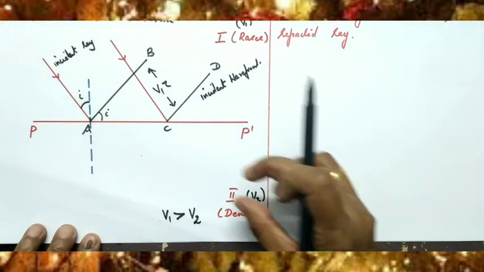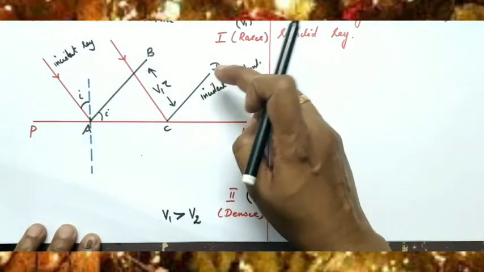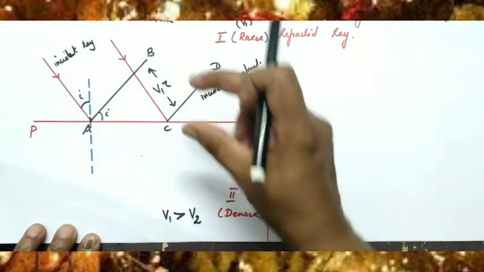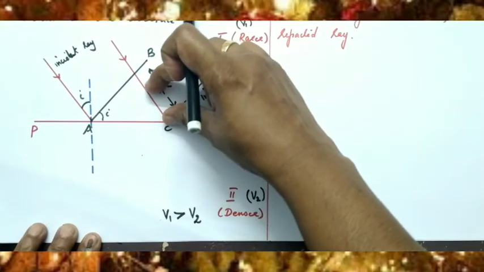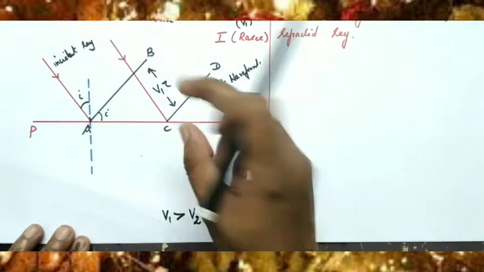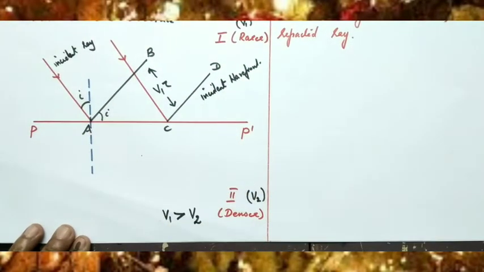Velocity is greater in the rarer medium, that you know. So, what is V2 tau? V2 tau is lesser, because rarer to denser means velocity decreases, isn't it? So, V2 tau is always less than V1 tau. Clear children? So, taking that V2 tau as radius, we can draw a sphere from the point A like this.